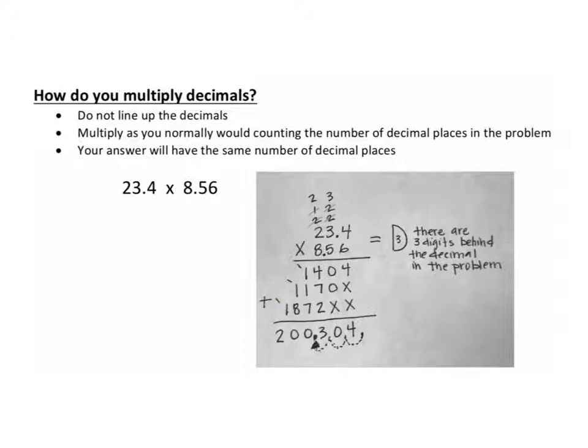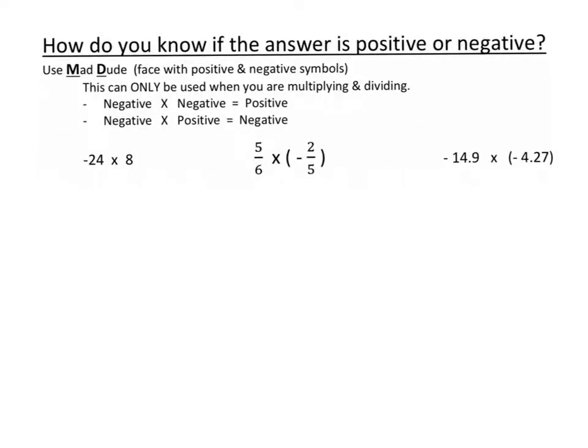Now we refer back to d equals 3 up here. So that says there are 3 digits behind the decimal in the problem. So that means we have to move our decimal from here 3 decimal places to make it work. So we go 1 and a 2 and 3 right there. So our final answer would be 200.304.